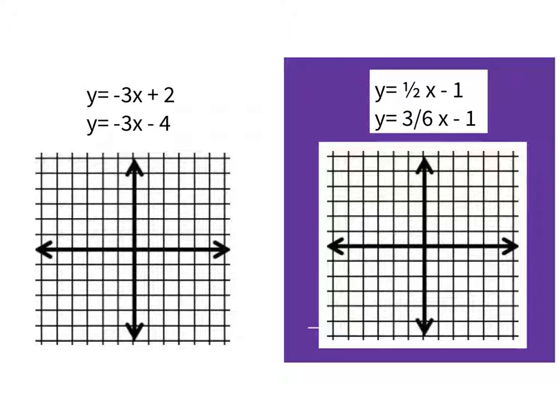Now we're going to look at example number 3 and example number 4. So example number 3, I'm going to graph, starting with the first one, y equals negative 3x plus 2. So I have a y-intercept of positive 2 and a slope of negative 3. So down 3, right 1. And on the opposite side, up 3, left 1.